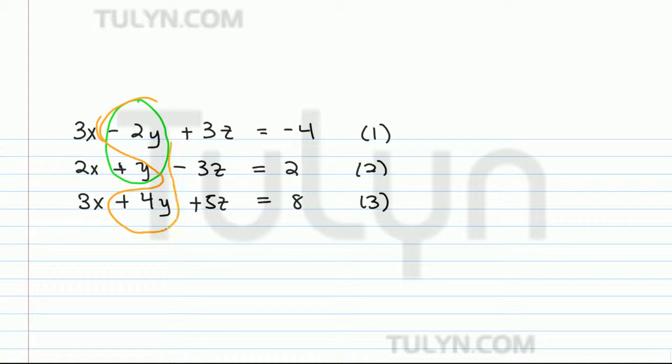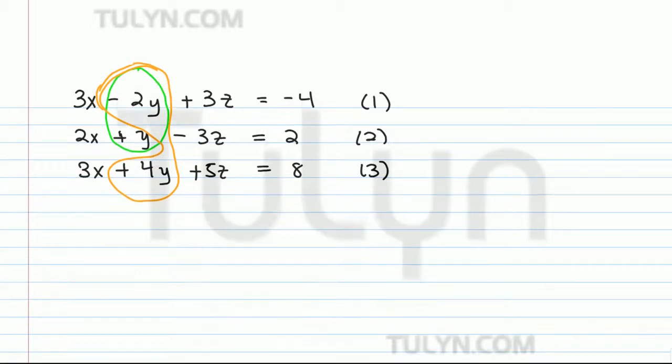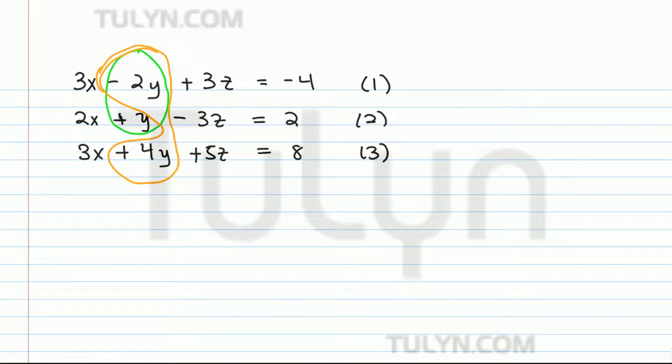I also want you to notice that if we take equations 1 and 3, and you multiply equation 1 by 2, the y's are going to be opposites again. So it seems like our best bet is to take equations 1 and 2, and with equation 2 you want to multiply by 2. And then the second set, you want to take equations 1 and 3, and for equation 1, you want to multiply by 2. So this is the way we can get rid of the y's.